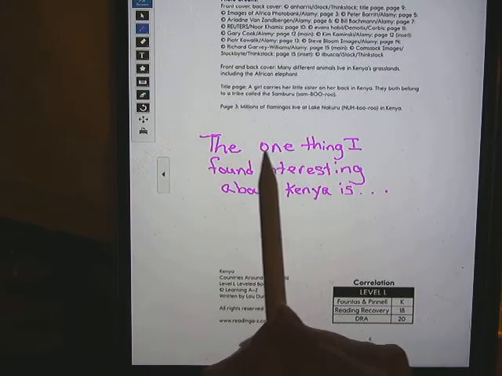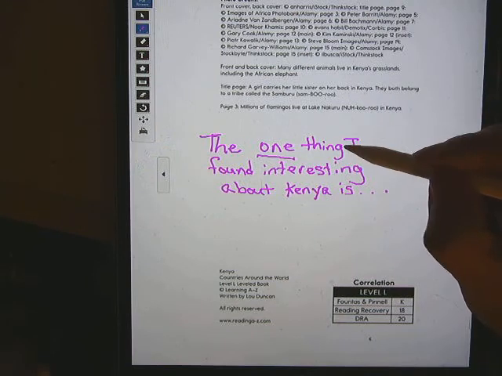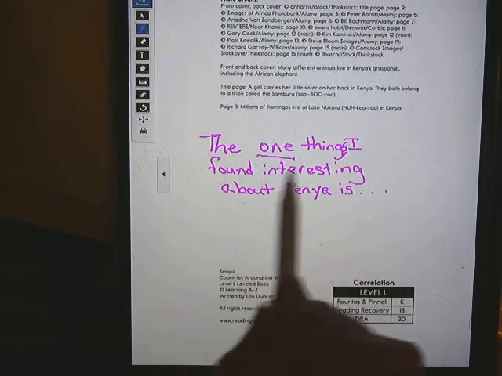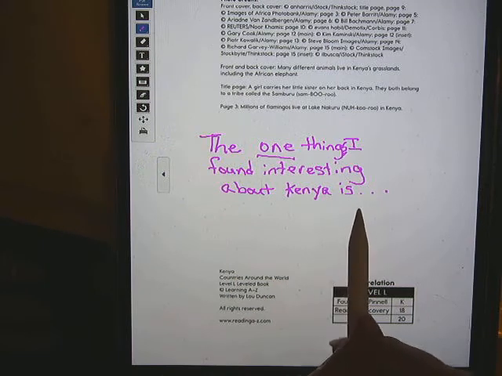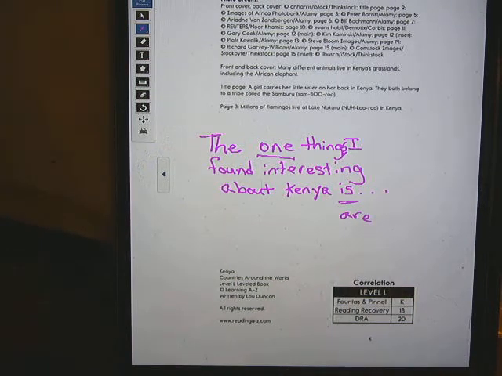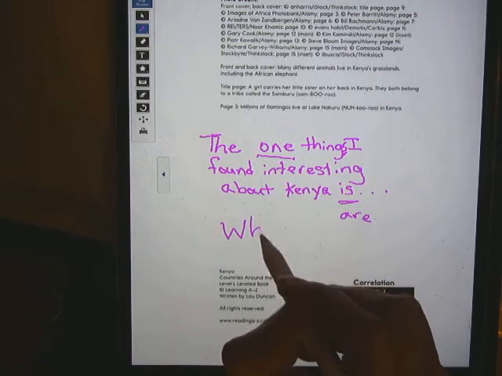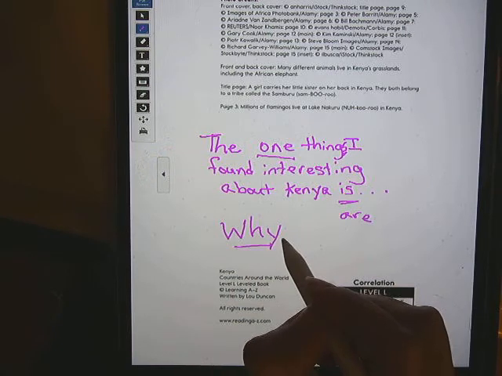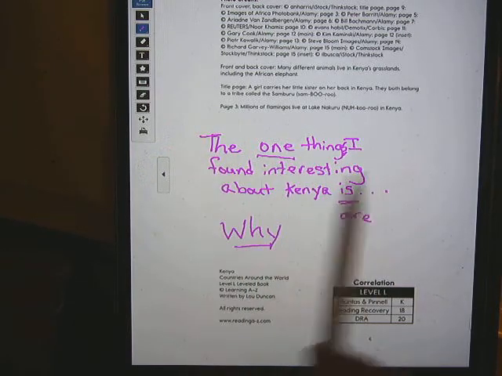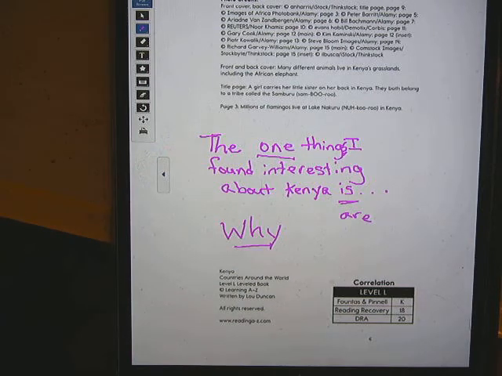And maybe if you found more than one thing, I can give you some extra credit, but instead of saying one, you could say the things, and you could put an S on the end. The things I found interesting about Kenya are, you would change this to the word are, and then you would tell me, and then I want you to tell me why. So if you have more than one, you're going to tell me why for each one. So the one thing I found most interesting about Kenya is the wildlife. The reason why I found this to be interesting is because their government protects these rare animals. All right. So that would be an example of why you might find that interesting.